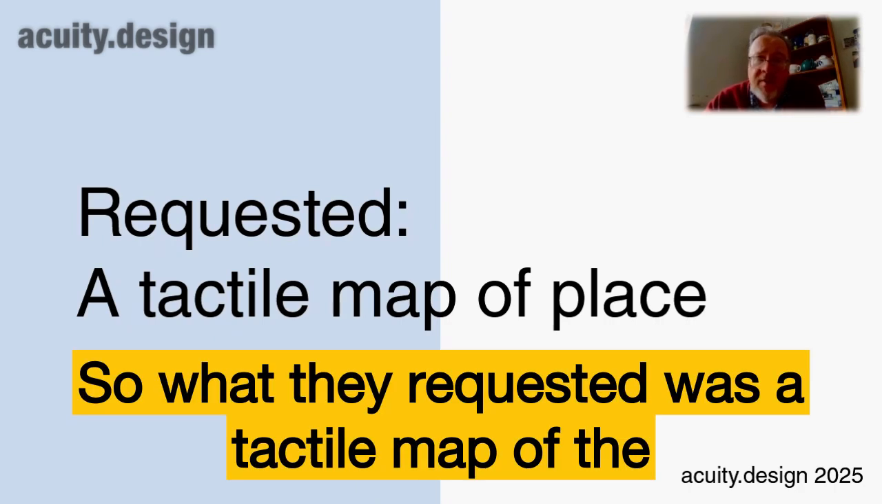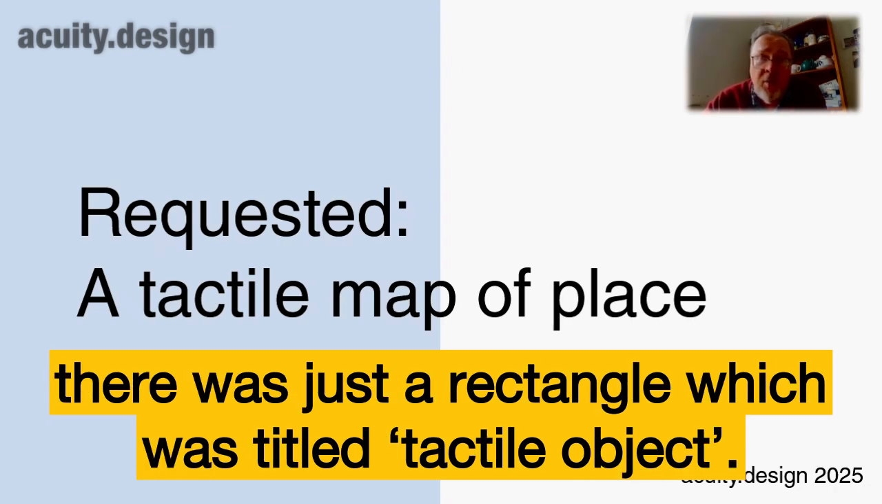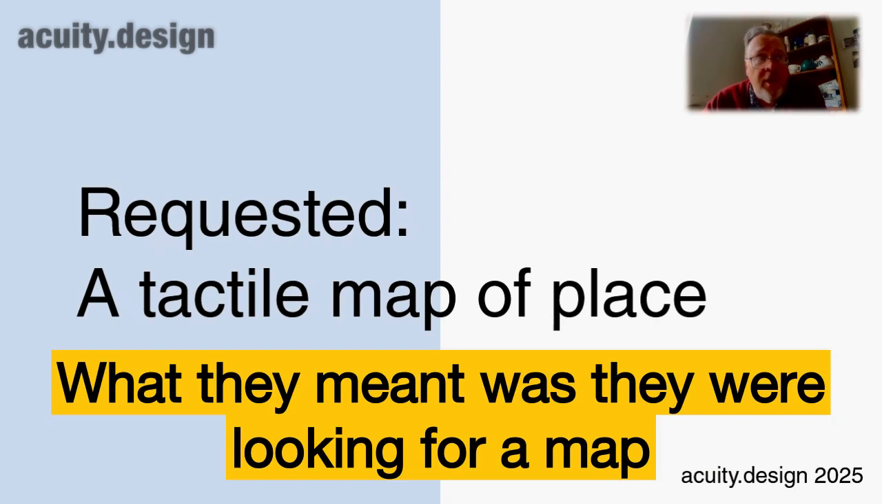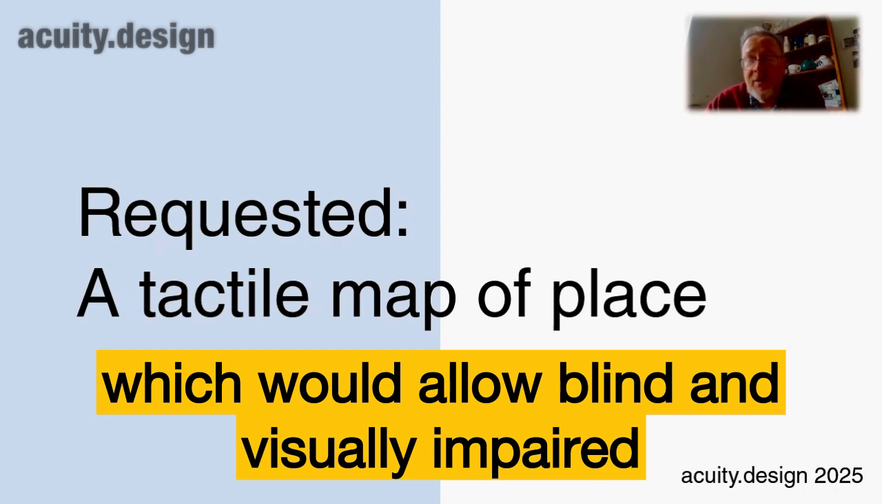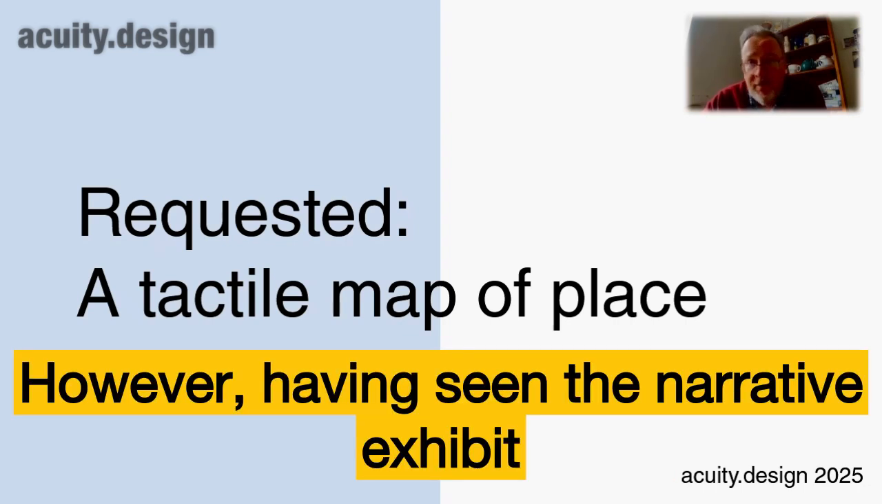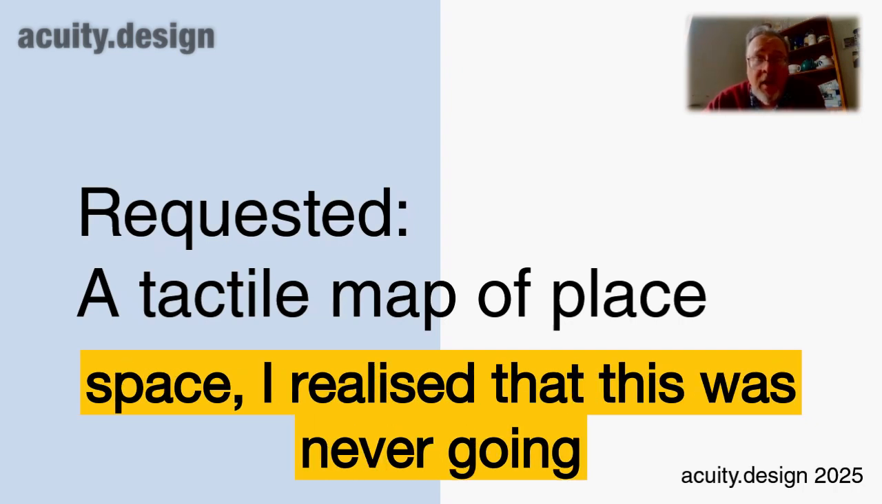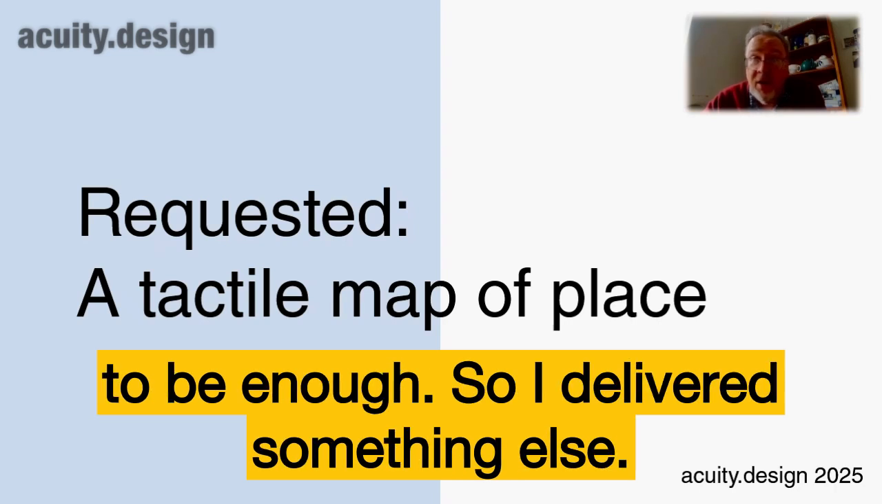So what they requested was a tactile map of the place, and literally in the mapping of the design there was just a rectangle which was a tactile object. What they meant was they were looking for a map which would allow blind and visually impaired people to be able to understand where they were and where they were going. And that's relatively standard. However, having seen the narrative exhibit design documentation and having visited the space, I realized that this was never going to be enough. So I delivered something else.